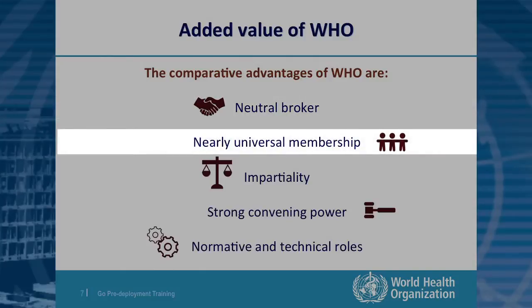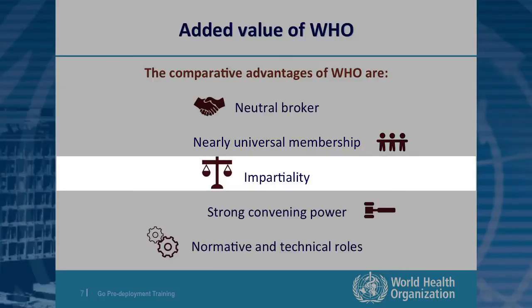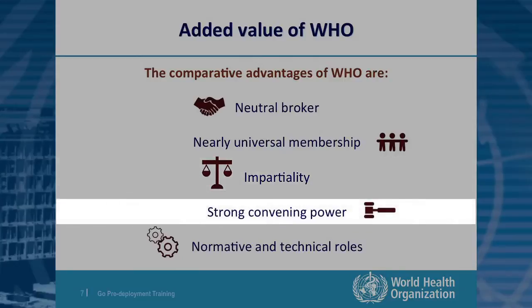We have nearly universal membership. 194 governments have come together and they collectively make decisions on global public health, on what are global priorities and the working of the WHO secretariat. We have to have impartiality. By having so many voices inside, we have to have mechanisms for impartiality. We have strong convening power. There are many, many difficult public health roles where WHO is invited to convene everybody, sometimes with conflicting views and concerns, to come together to look at joint ways ahead.